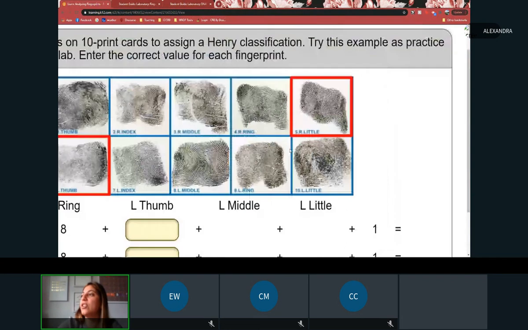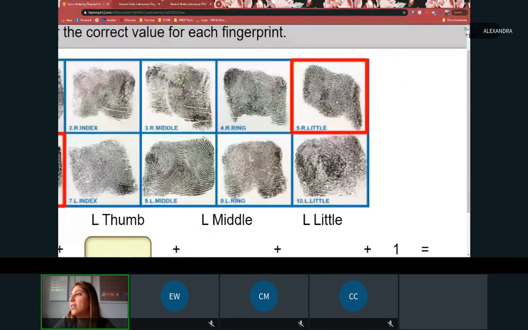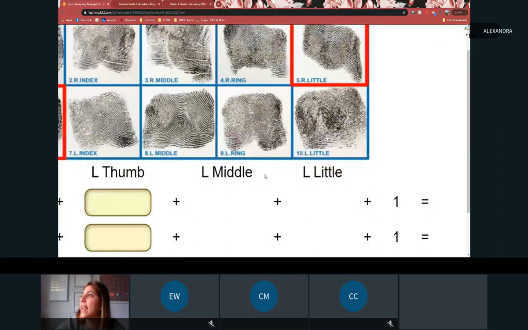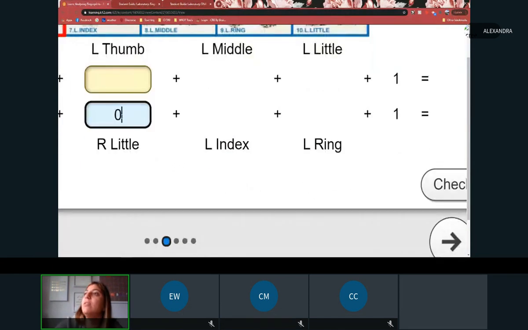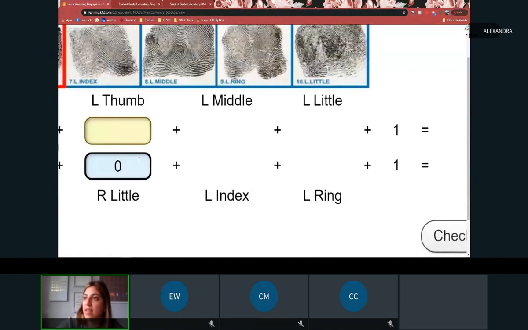Okay, so for your right little finger, is this a whirl or is this anything else? I don't think that one is a whirl. Okay. I think that's an arch. I can see an arch. I don't see any deltas. Do you see any deltas? Okay, so then let's go ahead and put in for the right little a 0 because it's not a whirl.